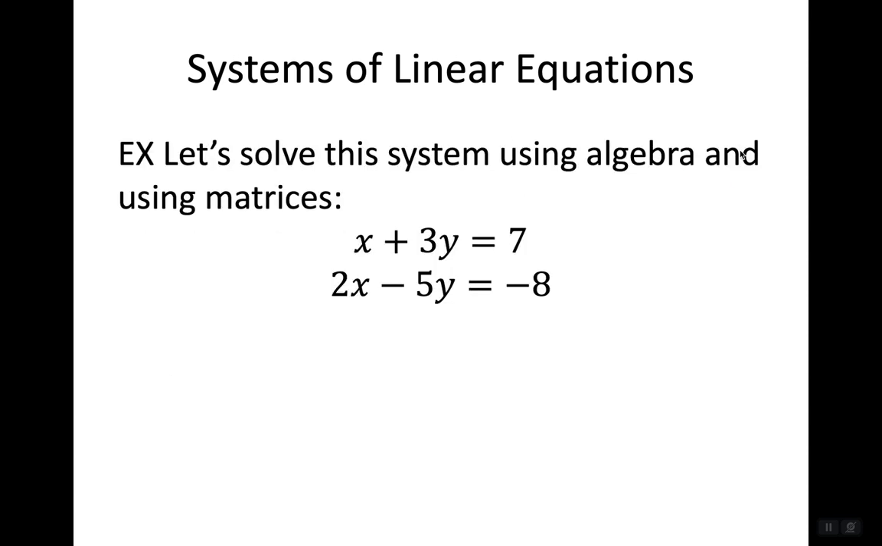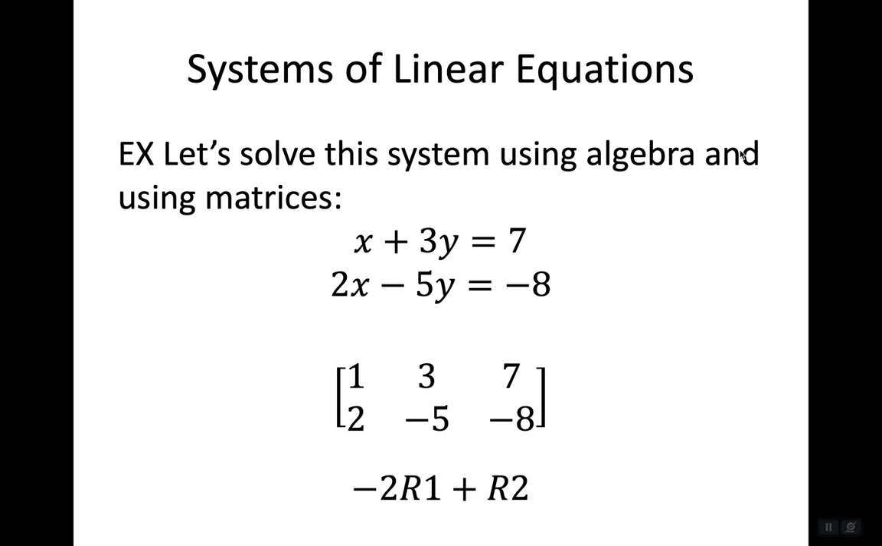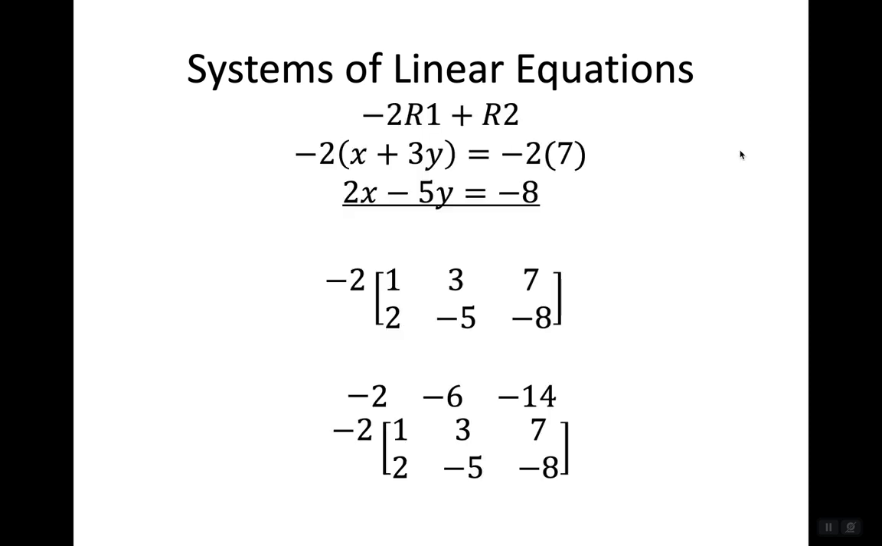Let's solve this system using algebra and using matrices. This is the system we saw a moment ago. So first, let's represent it as an augmented matrix: 1, 3, 7, 2, -5, -8. Let's do what we did earlier. Let's add -2 times row 1 to row 2. So -2 times row 1 added to row 2.